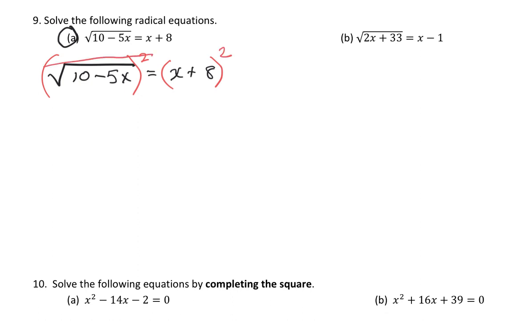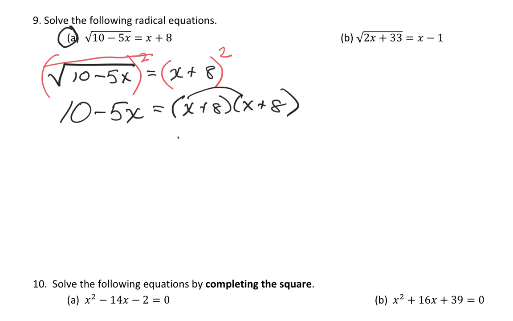By doing that, these cross out. We have 10 minus 5x on that side, which is great. No more radical sign. On the right, this is x plus 8 squared, so x plus 8 times x plus 8. No more square root. We have to multiply this out. So look on the right side. We're going to FOIL this out.